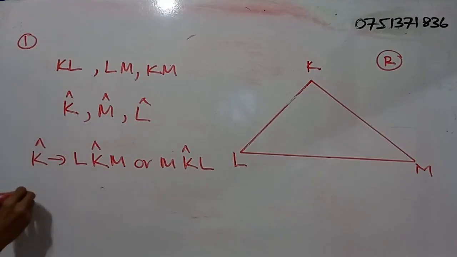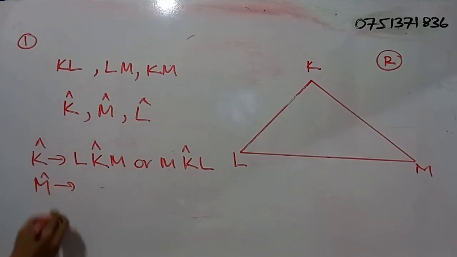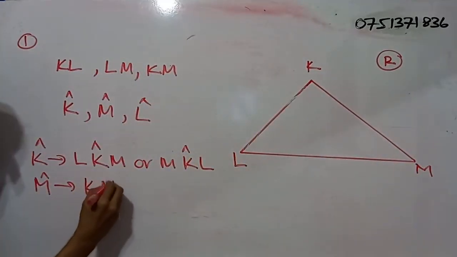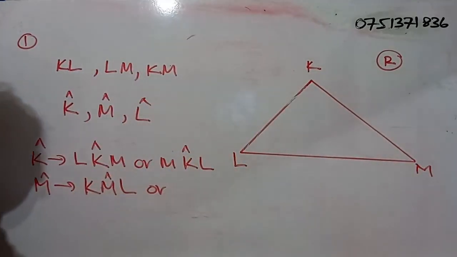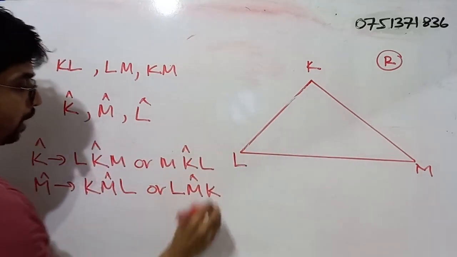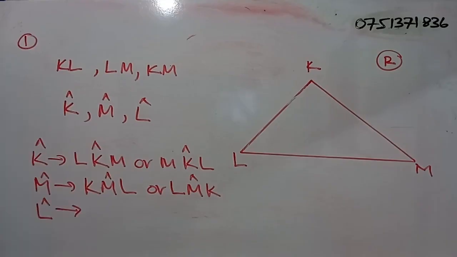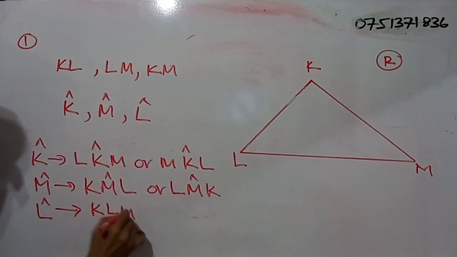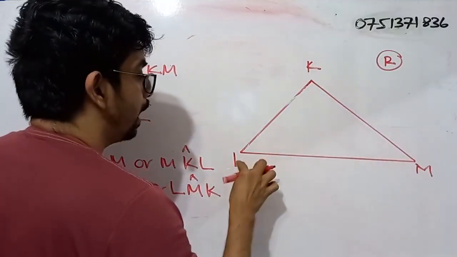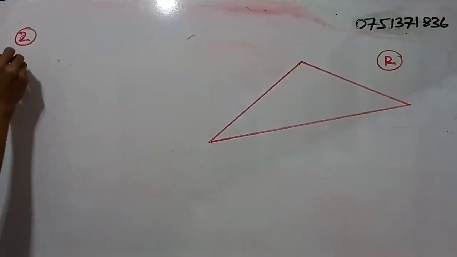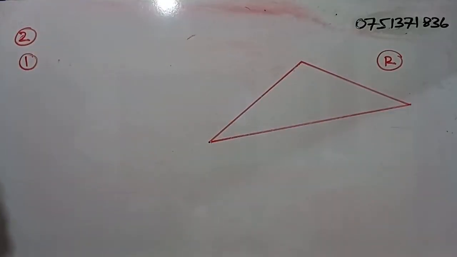Right. Then when we talk about angle M, what is that? Angle M. KML or LMK. Then angle L, what is that? KLM or the other way around, MLK. Question number 2 under the part 1.